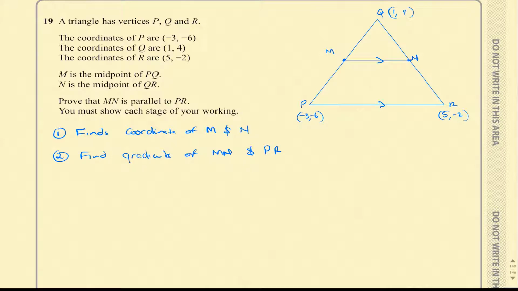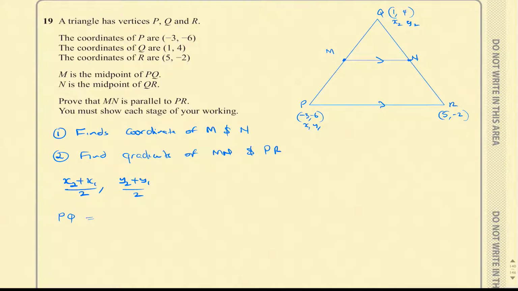To find the coordinates, we use this formula: x2 plus x1 over 2 for the x coordinate, and y2 plus y1 over 2 for the y coordinate. Those give the midpoints for M and N. So let's do that for PQ, with x2, y2 and x1, y1.